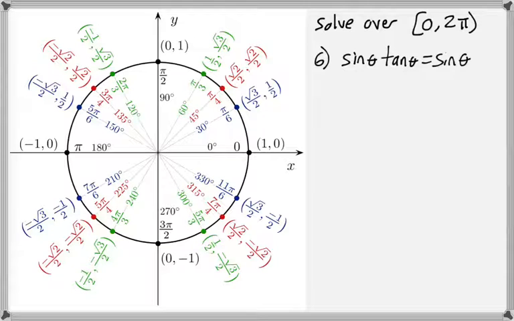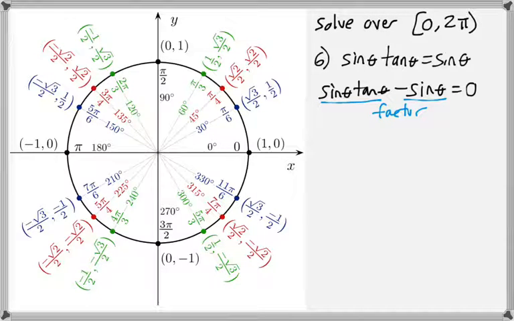On number 6, I'm trying to solve this equation, and my first step is to move the sine on the right over to the left. And then what I want to do is factor this. So these are my two terms, and the GCF that's common to both of these terms is a sine. So I can factor out a sine, and that leaves me with a tangent of theta in this term, and then a minus 1 in that term.